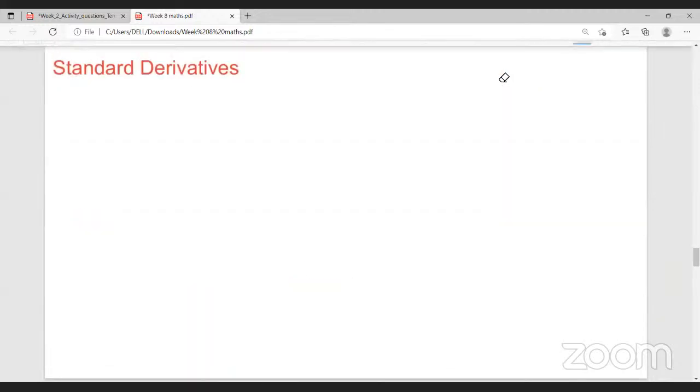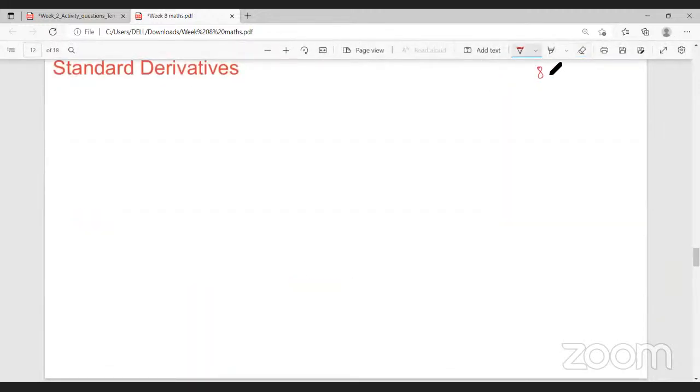Okay, so most of you have doubts in lecture 8.3 and 8.4, right? So let us discuss that. But at first, we just quickly revise the standard derivatives. What is the derivative of x to the power n? n x to the power n minus 1. Derivative of a constant function is 0, right?